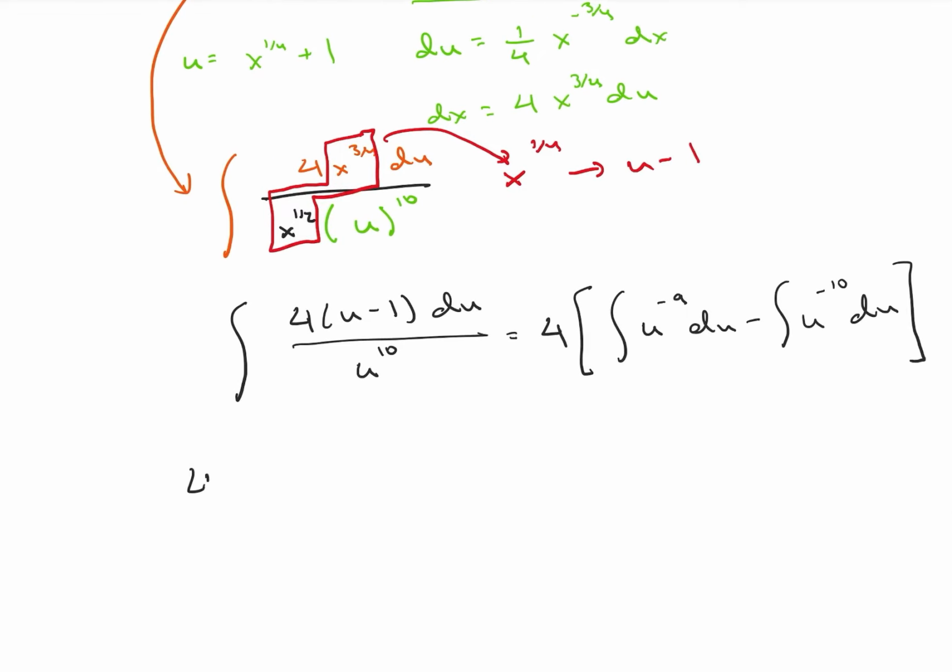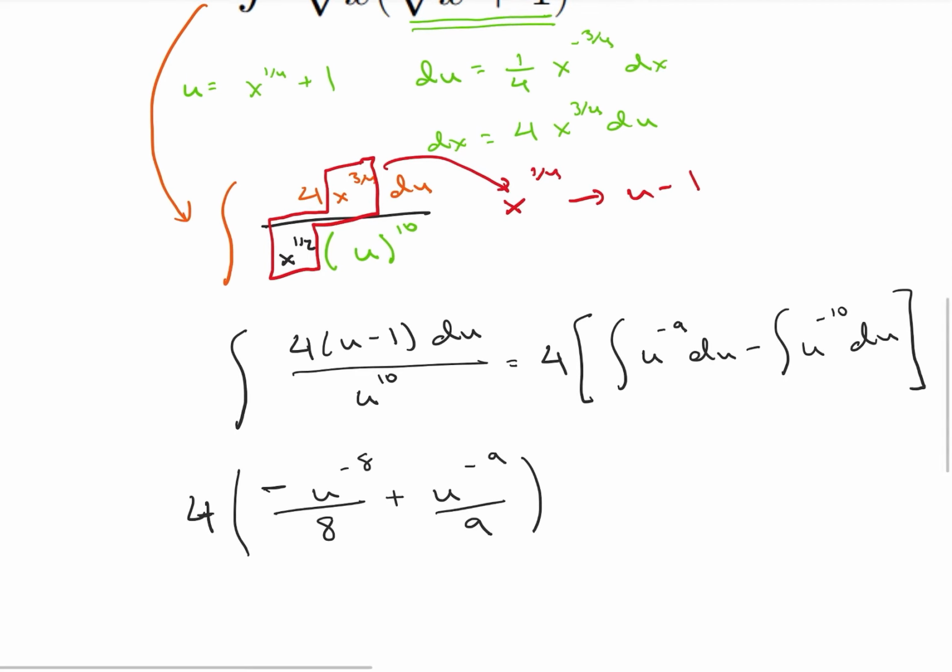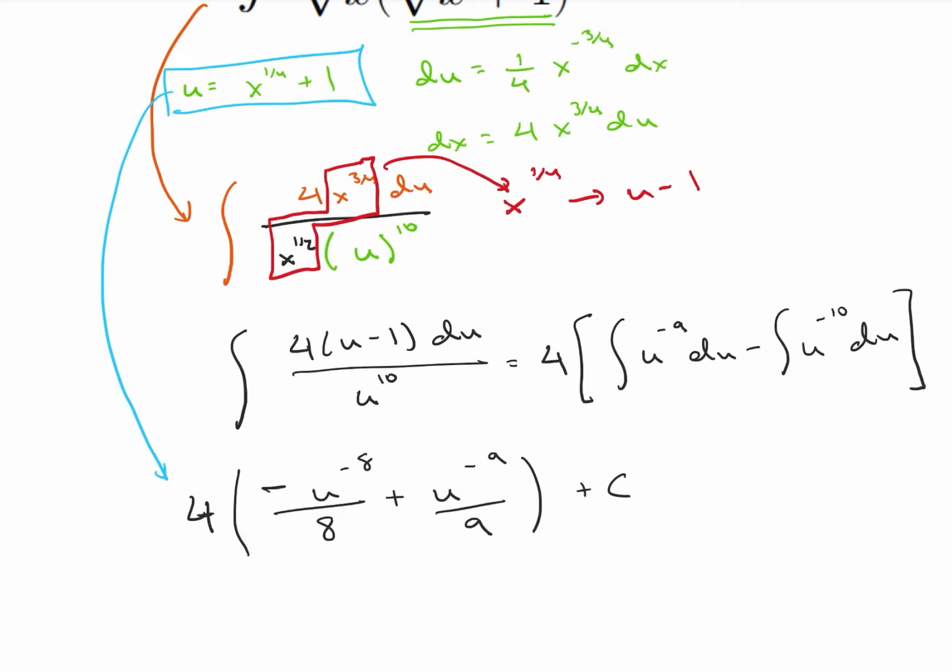So we're going to end up with 4 times the integral of the left side, which is negative u to the negative 8 over 8, and then minus negative, so plus u to the negative 9 over 9. And remember, we did our u substitution, so we can go ahead and plug this back in. Plus some integrating constant.